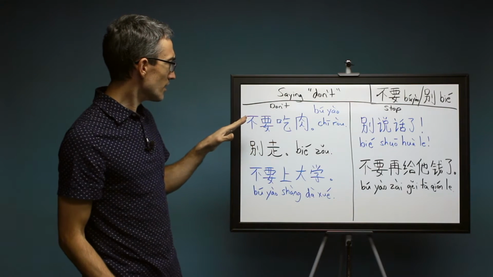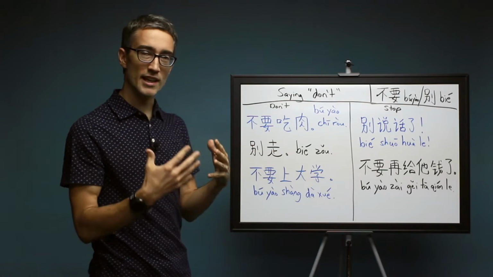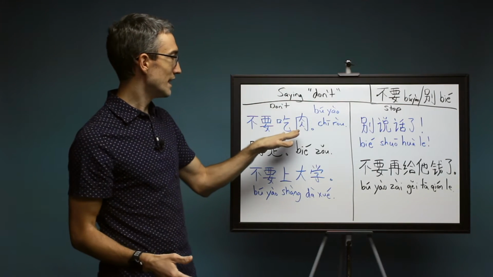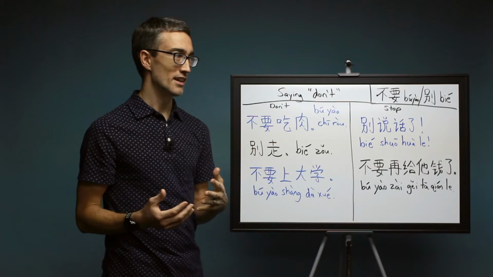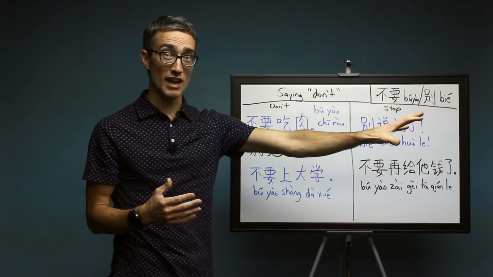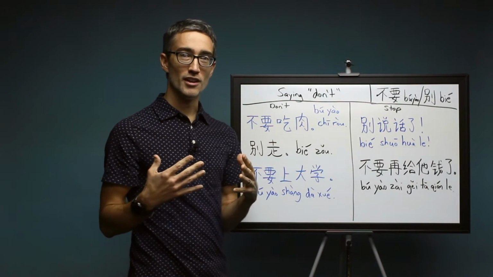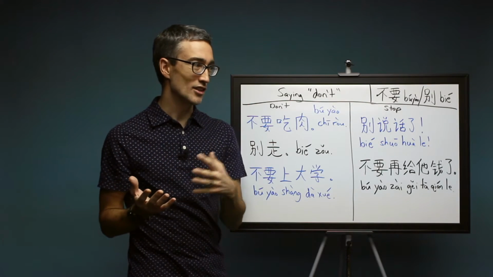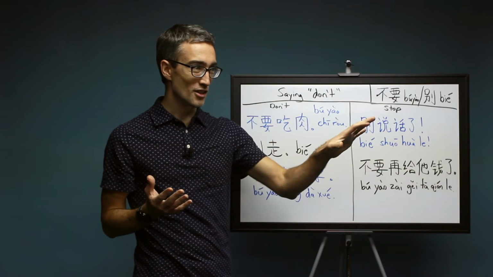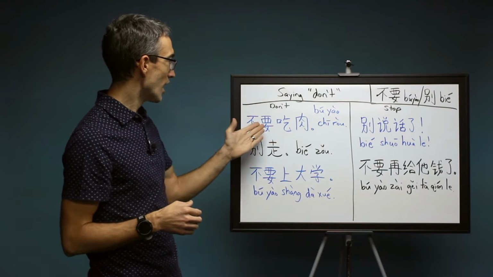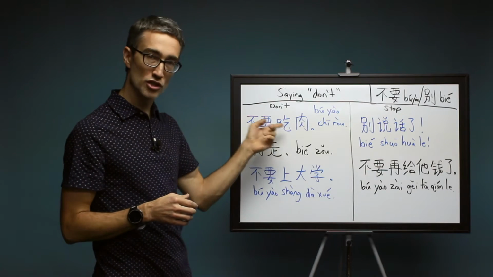So you put 不要 before the verb to say don't do something. 不要吃肉, don't eat meat. This could be a vegetarian saying, don't do that, it's bad for you. Or it could be a wife saying to her husband, don't eat meat, it's going to make your heart bad, it's going to give you a heart attack. 不要吃肉. You could also say 别吃肉.